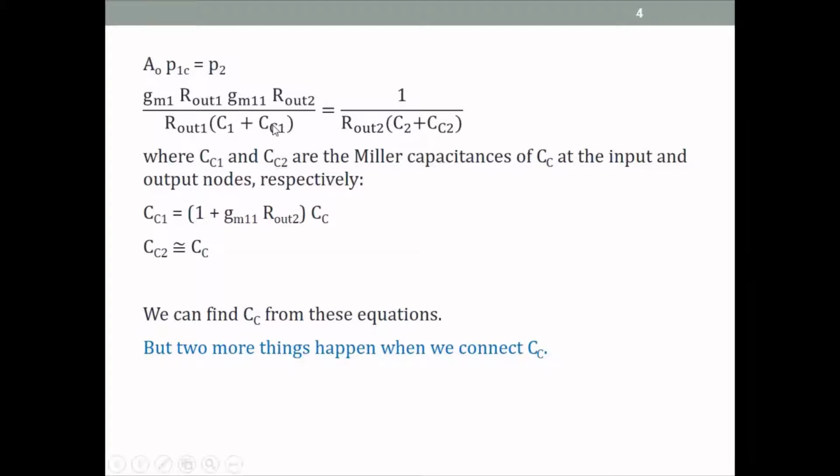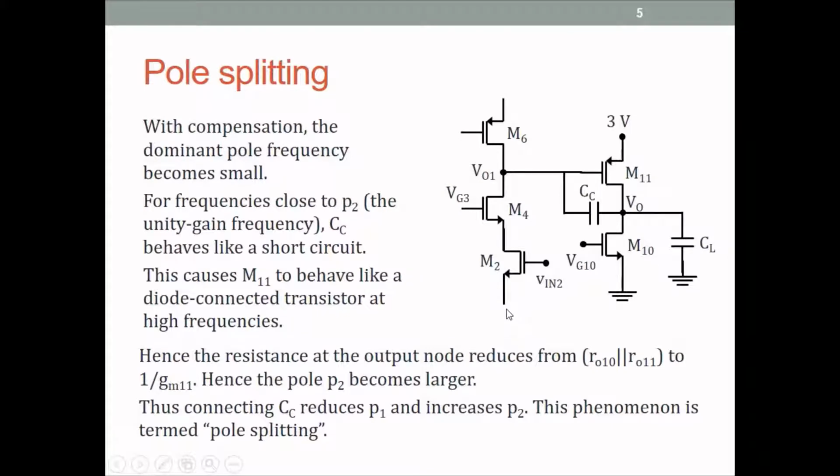But it turns out that Cc does two more things to the circuit, which we need to discuss before we do further calculations. So let us discuss what else Cc does. Both are very fascinating. I personally find the first more fascinating than the other. The second is actually more of a disaster, but anyway, we'll come to that in just a minute.